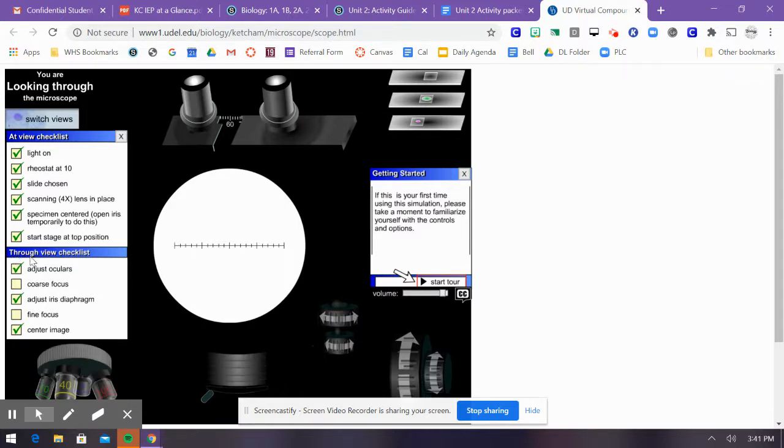I like to use this checklist because it tells me kind of what I need to do. So it looks like the oculars are where they need to be. The iris diaphragm, which is this guy, is where it needs to be. And the image is centered.